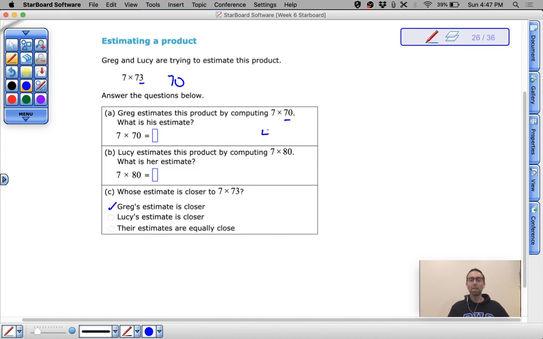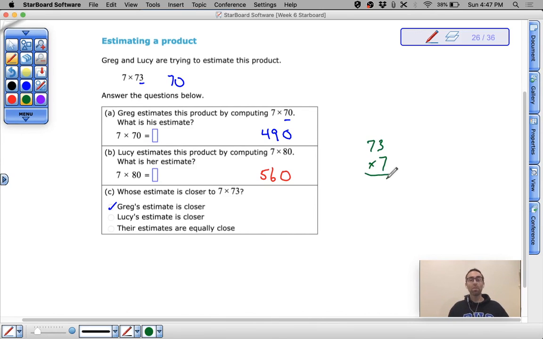But if I do 7 times 7, I get 49, and I put the 0 afterwards, I have 490. If I look at 7 times 80, 7 times 8, that's 56. I put the 0 down at the end, I have 560. Now if I'm going to do the full math over here, 7 times 73, put the 73 up on top. Let's see who's closer. I still say it's going to be Greg.